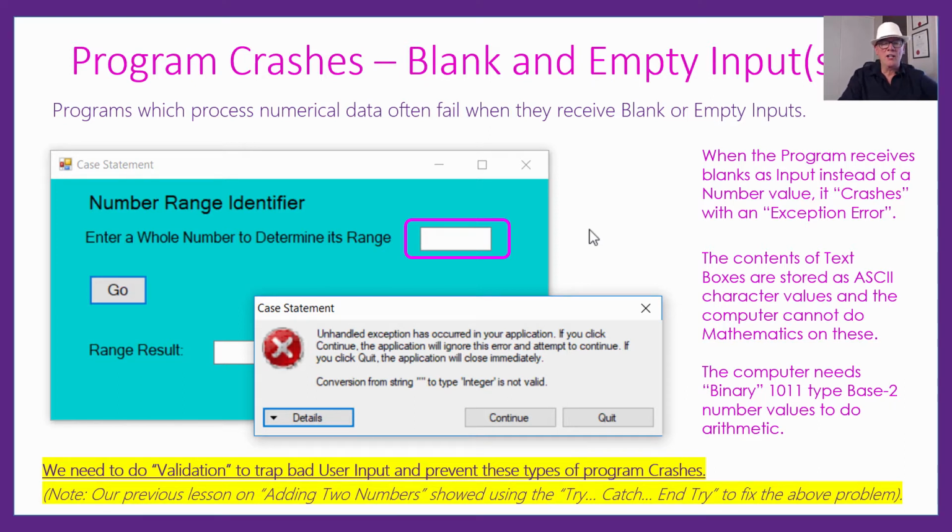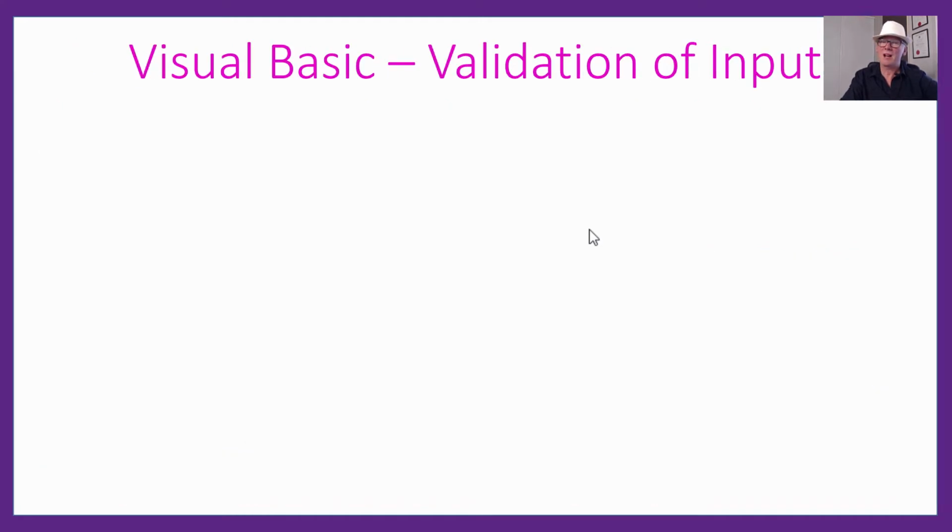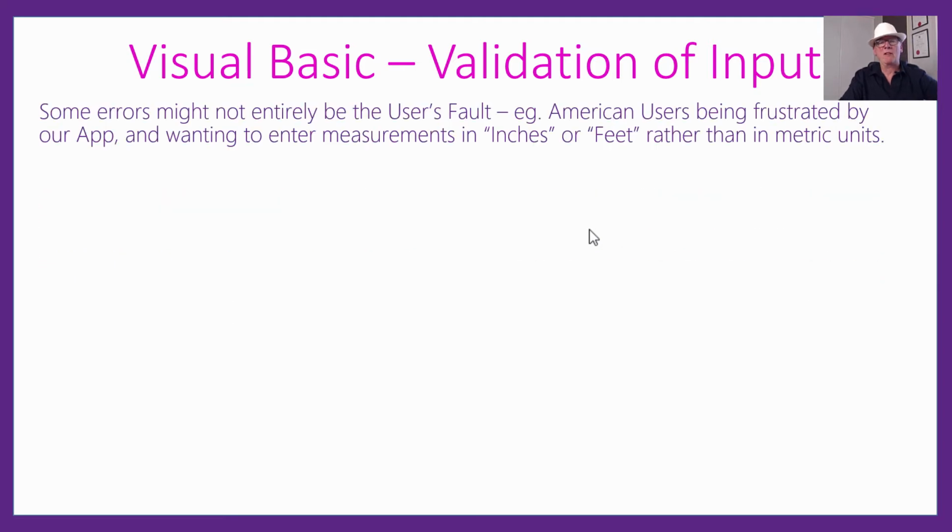All right, so we need to do validation to trap bad user input and prevent these types of crashes. Now, when we did the adding two numbers lesson, I remember we had this same problem, and we used some try, catch, end try processing to fix that. So hopefully you've been doing the course in order as you should, and you have some memory of that. But we'll be going back through it anyway.